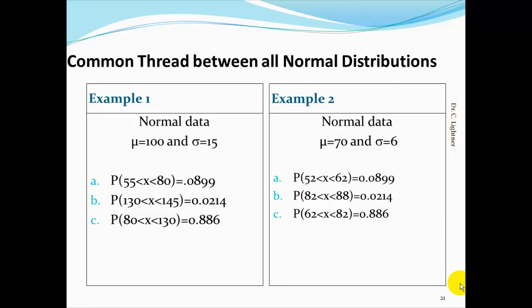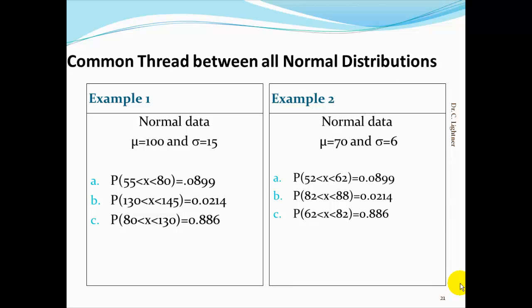If we look, several similarities exist between both of these examples. For part A, in example 1, we asked for the probability that x falls between 55 and 80, and we obtained a probability of 0.0899. In example 2, even though we had a different mean and a different standard deviation, and we asked for the probability of x falling in a different interval, we still obtained a probability value of 0.0899.